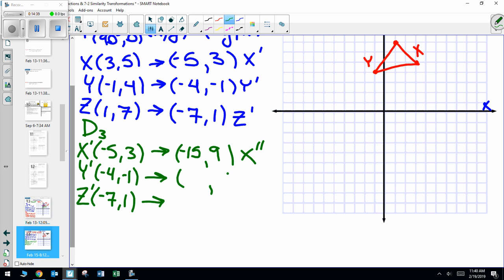Same thing for my y coordinate. Multiplying both of these by 3, since they're negative, they're going to come out negative still. -4 times 3 gives me -12, and 1 times 3 gives me, yep, -3. And that's my final y coordinate. And this one multiplied by 3, negative 21, positive 3. That's my final z coordinate.